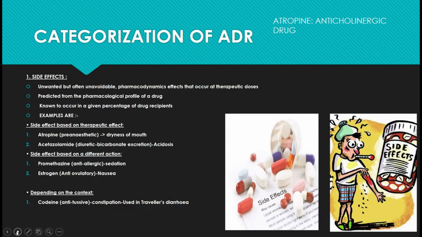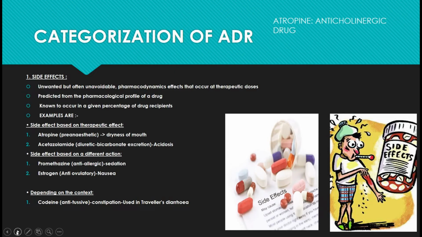Next is that it is predicted from the pharmacological profile of a drug. And next is that it occurs in a given percentage of drug recipients, meaning how the active constituents or drug materials are acting or functioning in our body. So these are the key points of side effects. Now let's see the examples. Examples are very important for your examination. You need to mention the examples, or else the categories of adverse drug reaction are not valid. For each categorization you will find many examples and you have to remember them.